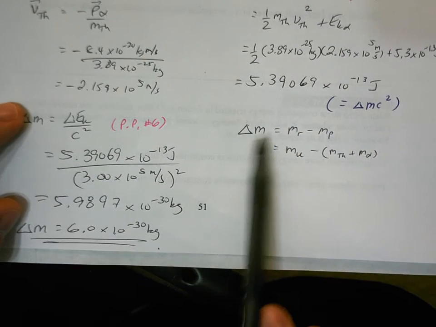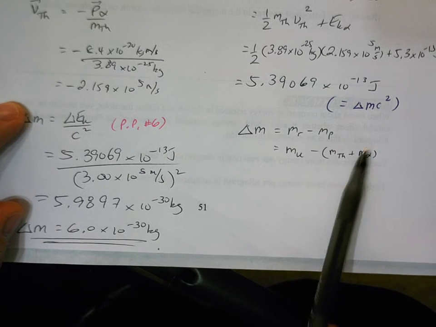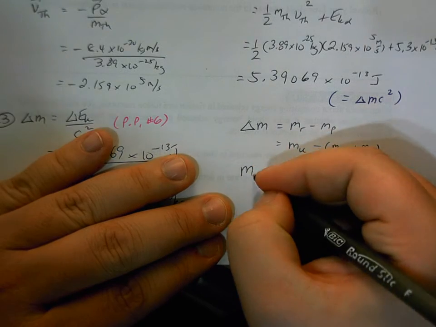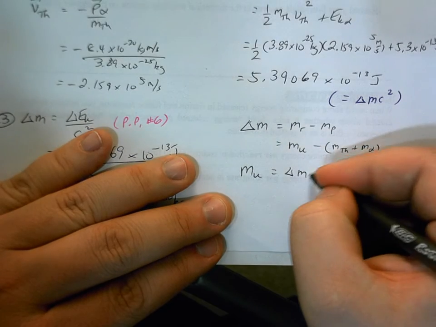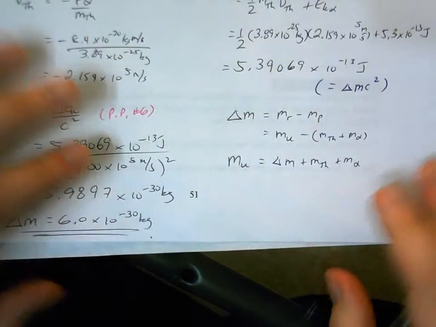Now, I just calculated the mass defect. I've been told the thorium mass and the mass of the alpha particle is on the data sheet. So from this, we know that the mass of the uranium particle is going to be the mass defect plus the mass of thorium plus the mass of the alpha particle.